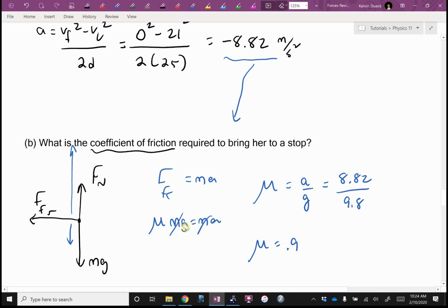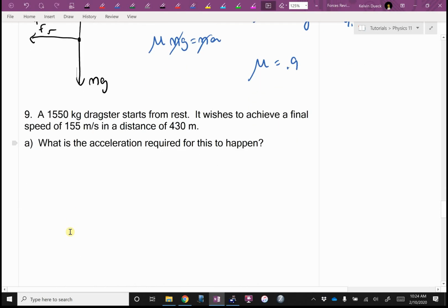What would happen to this? This would not be mg, it would be a bigger number right there, and you would actually find that you can stop quicker. You get a better acceleration, bigger acceleration, deceleration. Anyways.